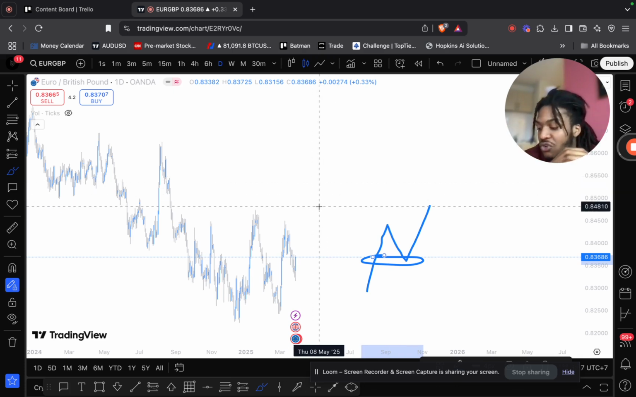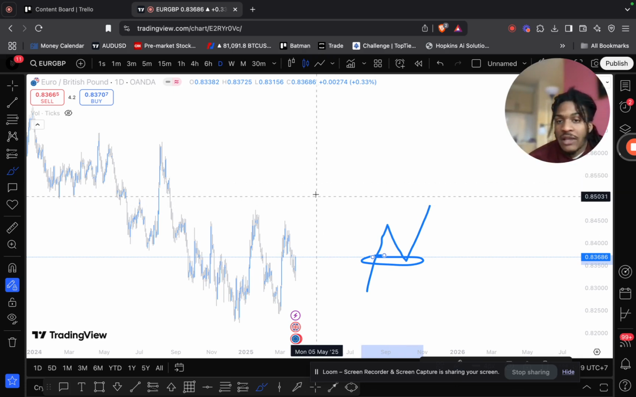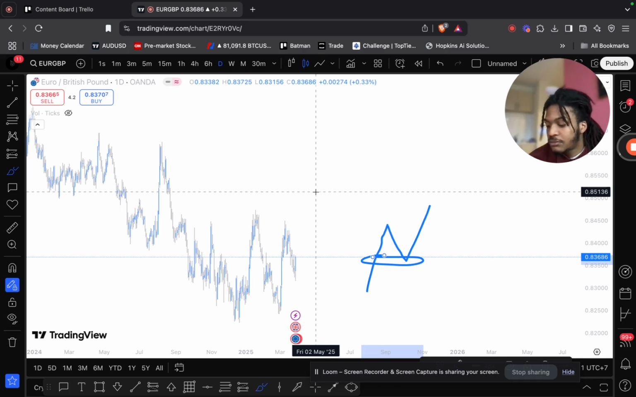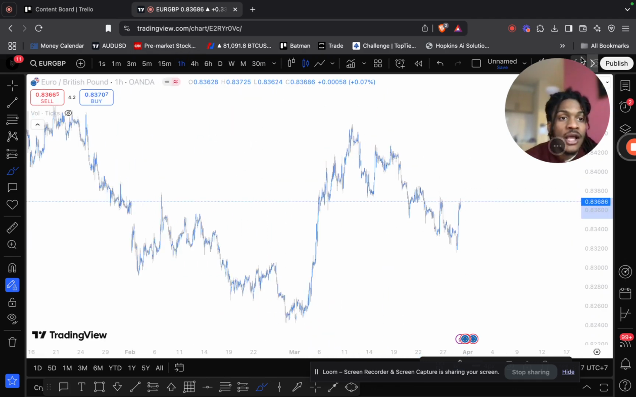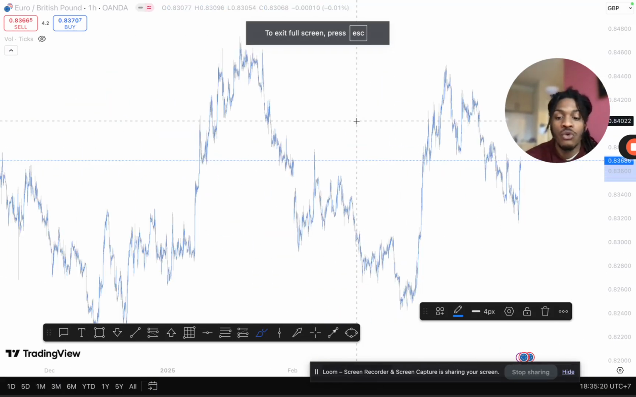That's the only pair I trade after 10. Most pairs I do not trade after 10 a.m. For this pair, there's news tomorrow. I know the market's going to move. All I'm doing right now is analyzing the trend, I'm just doing my market analysis.